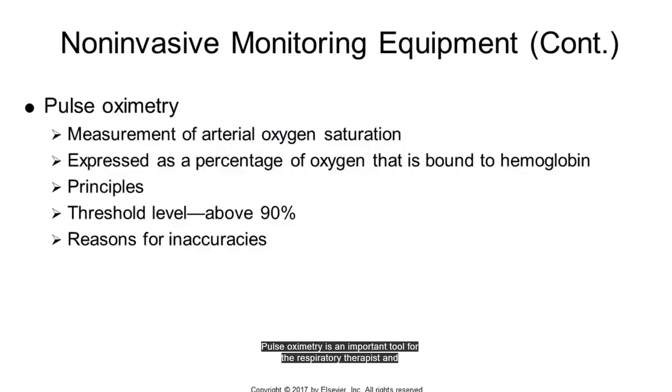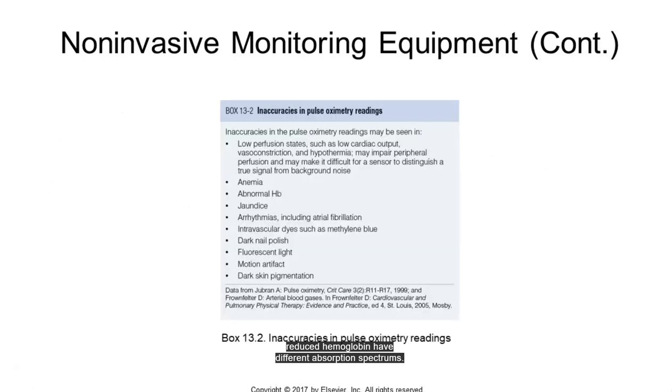Pulse oximetry is an important tool for the respiratory therapist and provides a safe and instantaneous measurement of blood oxygenation. It works by measuring the differences in the visible and near-infrared absorbances of fully oxygenated and deoxygenated arterial blood. It is based on 2 physical principles. 1. The presence of a pulse signal generated by arterial blood, which is relatively independent of non-pulsed arterial, venous, and capillary blood and other tissues. And 2. The fact that oxyhemoglobin and reduced hemoglobin have different absorption spectrums.